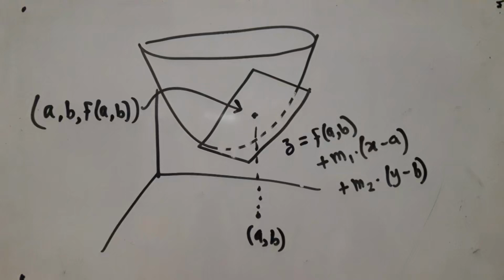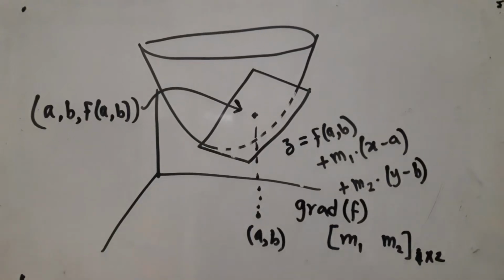So it is only natural that we define the derivative of the function at this point using these two numbers, and it is common to express these two numbers as a 1 cross 2 matrix, first m1 then m2, and we call it the derivative matrix or grad of f. So that is the term which we use for derivative in this case.